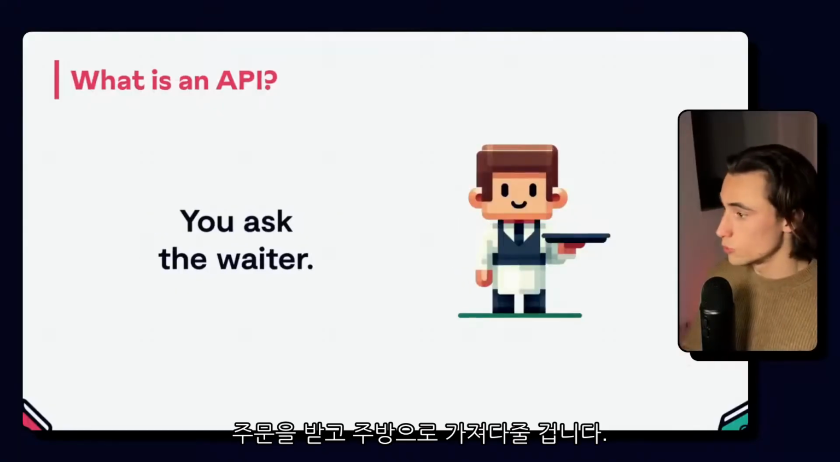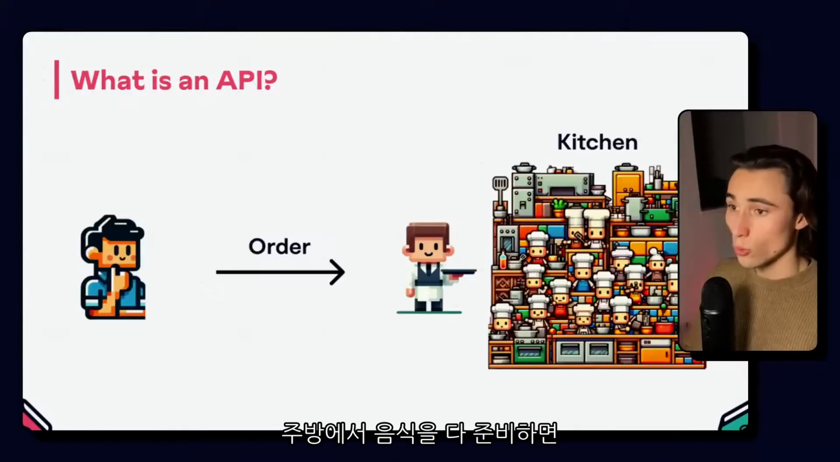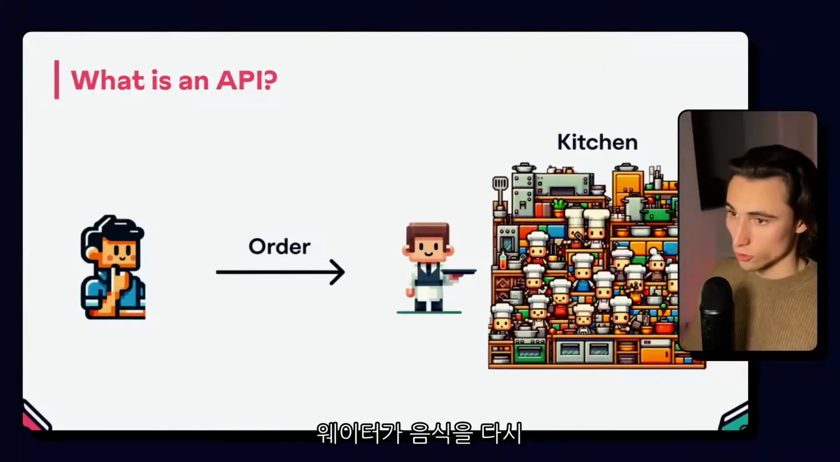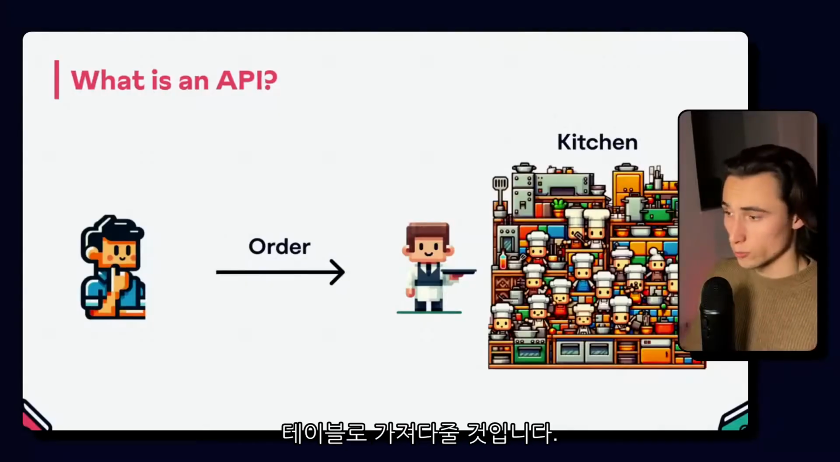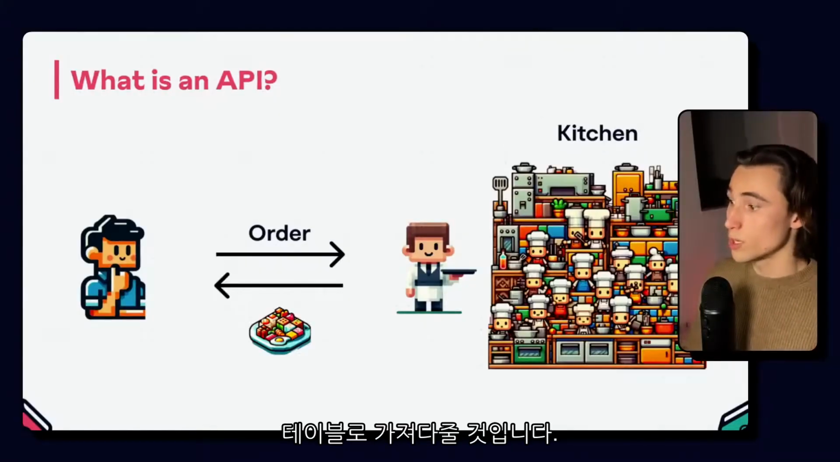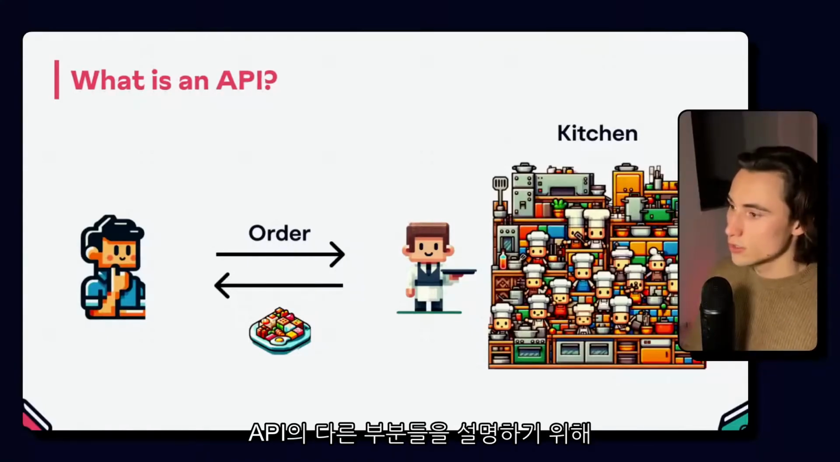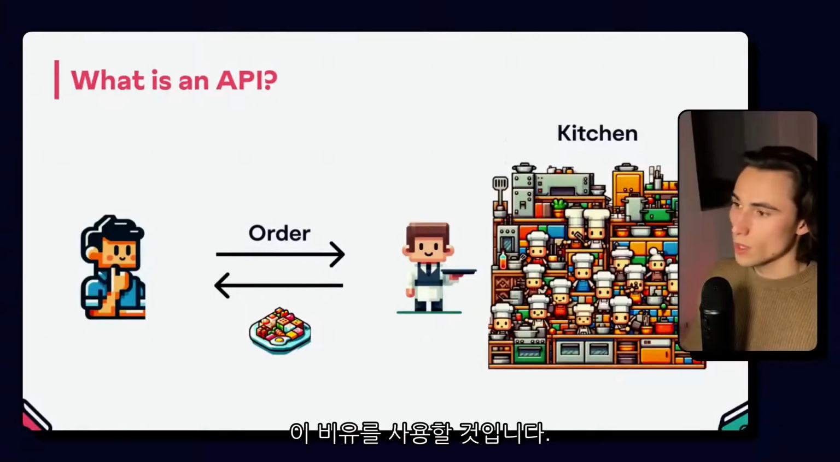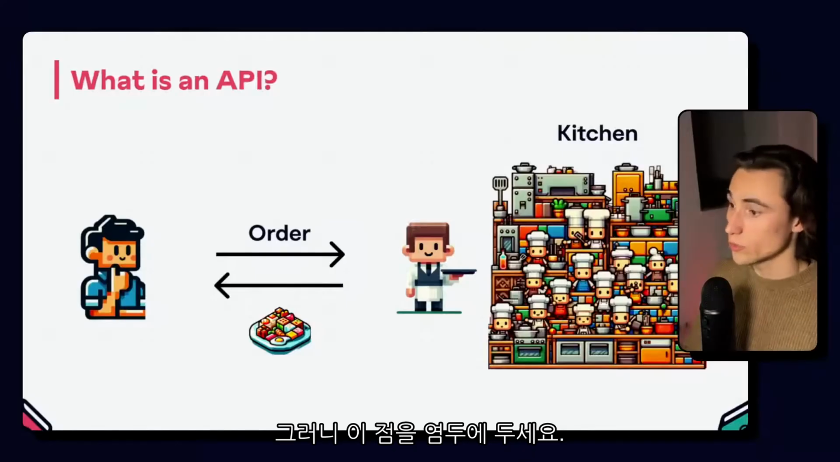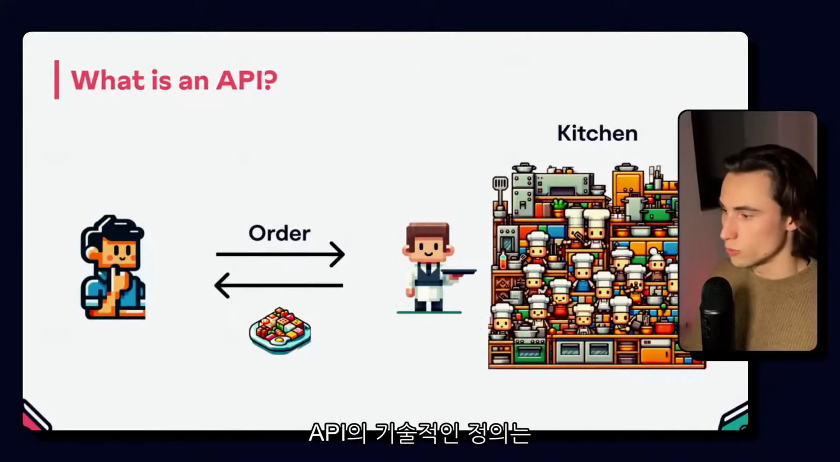Well, you ask a waiter, and the waiter is going to take your order and bring it to the kitchen. Once the kitchen is done preparing your food, the waiter will bring back your food to the table. This is very, very similar to how an API works. We're going to be using this analogy to explain the different parts of an API. So keep this in mind while we go through this video.